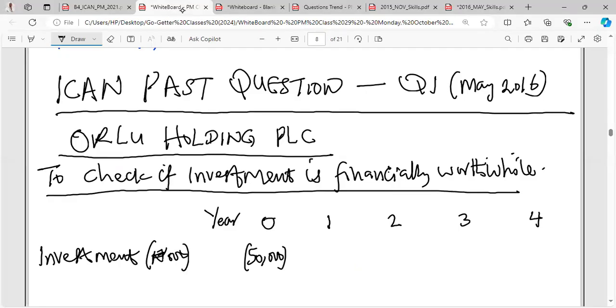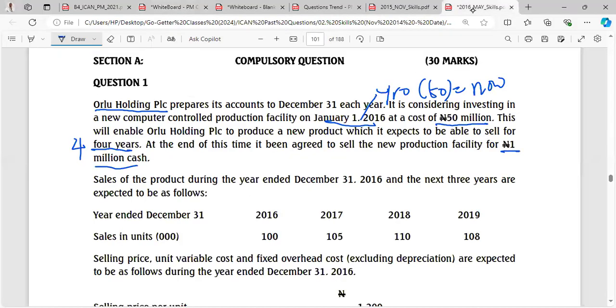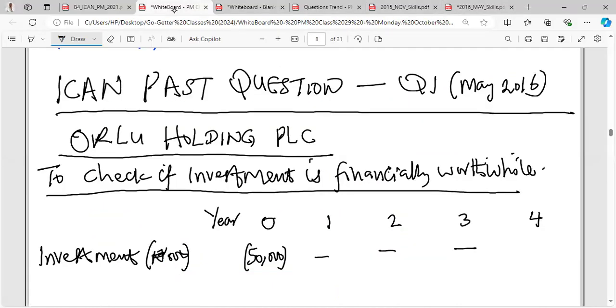Now, there's nothing here. When it comes to year 4, it has been agreed to sell the new production facility for 1 million naira. So money is coming in. This is 1 million naira. It's positive, while this one, where money is going out, is negative. All right. So we've done that.